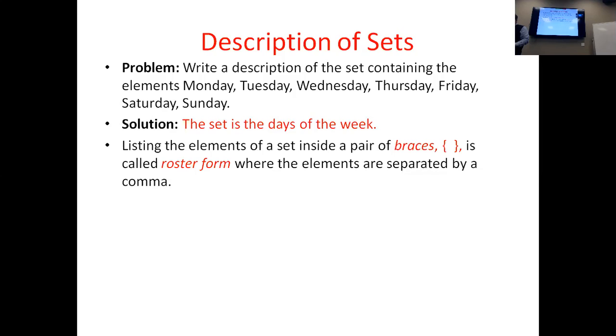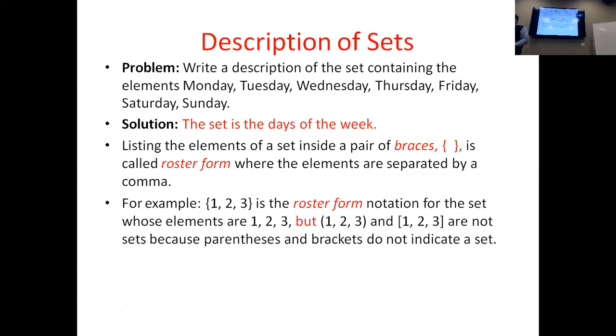When we want to list elements inside a set, we use the symbol braces. And then this is called roster form, where the elements are separated by a comma. For example, when you have two braces, and as you can see in your PowerPoint, 1, 2, 3, this is a roster form notation for the set whose elements are 1, 2, 3. But if we use parentheses or if we use brackets, those do not indicate a set. It must be braces.